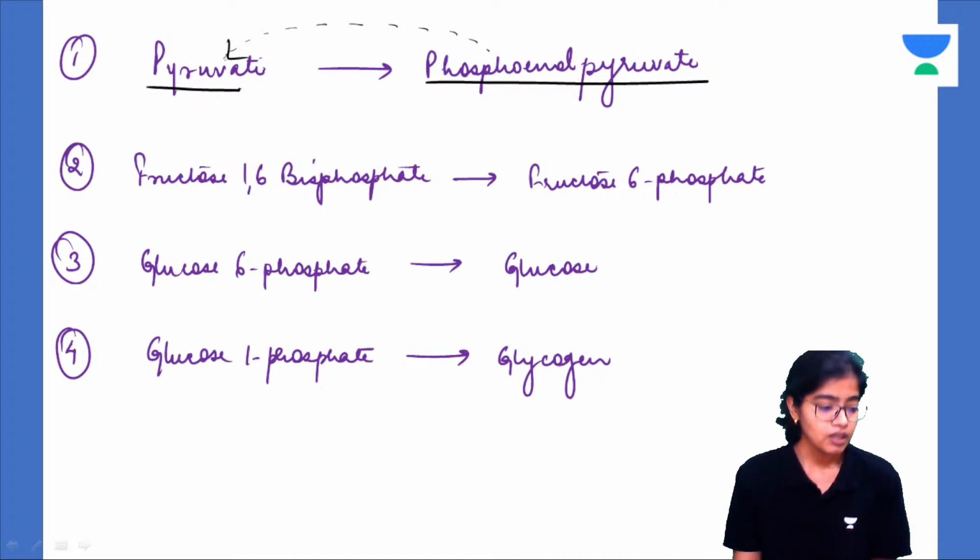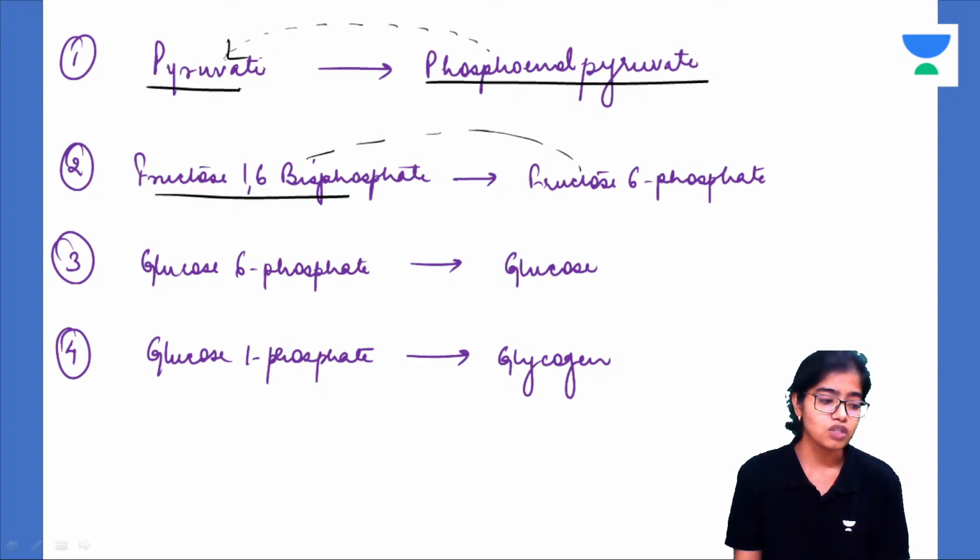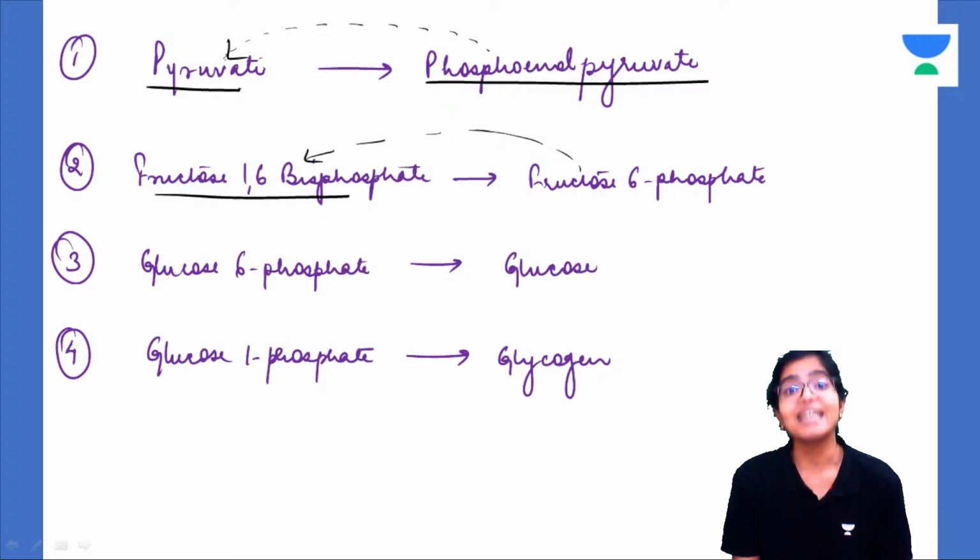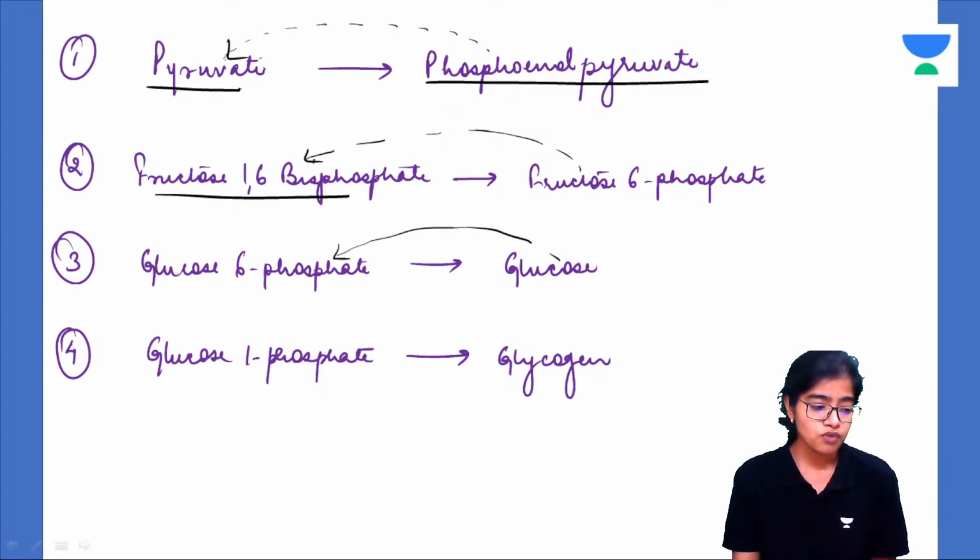We'll read it. Now, normally in glycolysis, fructose 6-phosphate gets converted into fructose 1,6 biphosphate through phosphofructokinase. In gluconeogenesis, this irreversible step will occur in reverse through a different enzyme, fructose 1,6 biphosphatase. Okay. Similarly, glucose gets converted into glucose 6-phosphate through hexokinase or glucokinase.